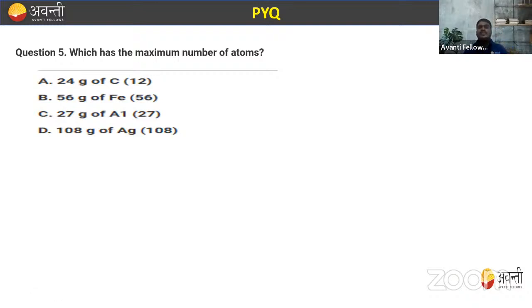Which has the maximum number of atoms? So I'll give you 15 seconds to solve this question, because this is a very simple question. So you have to calculate which has the maximum number of atoms. बताओ जल्दी. That is 24 gram of carbon 12, 56 gram of Fe56, 27 gram of aluminium having atomic number 27, and 108 gram of silver having atomic number 108. बताओ, which has the maximum number of atoms?